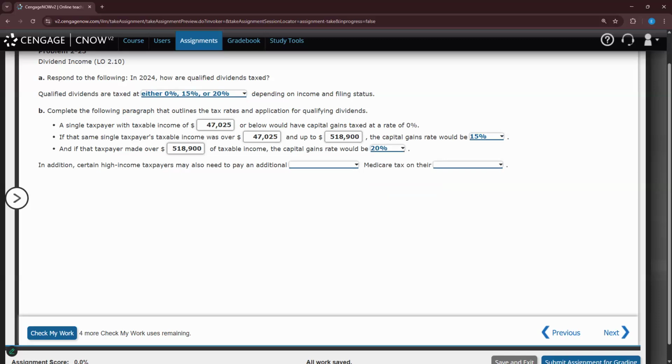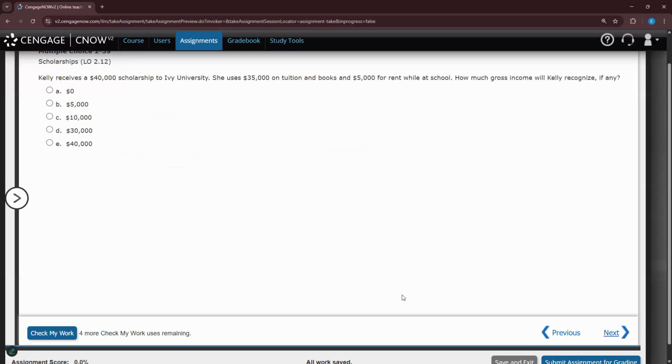And then lastly, depending on an individual's income, certain high income taxpayers also need to pay an additional 3.8% in Medicare tax on their net investment income. Sometimes an often complaint is you'll hear the wealthy don't pay a lot of taxes. They have what's called alternative minimum tax, this net investment income tax, and additional Medicare tax. So there are additional taxes that wealthy taxpayers are subjected to.